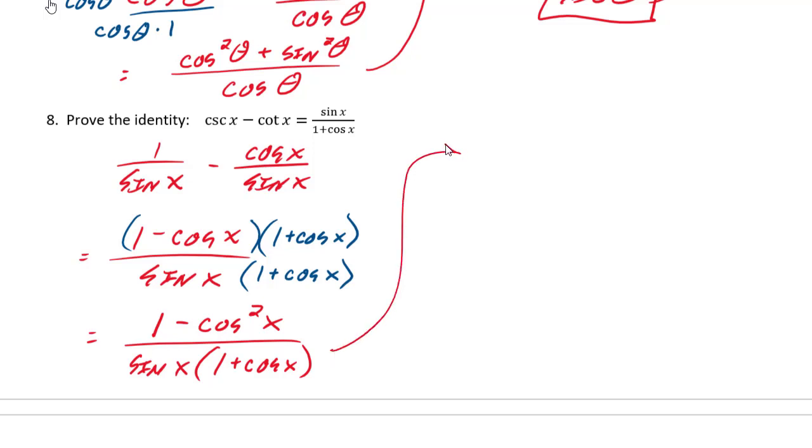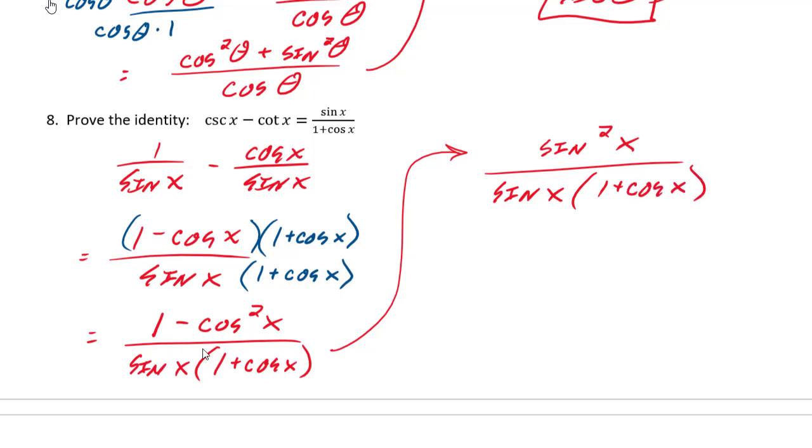And I think at this point we've seen this 1 minus cosine squared of x enough times that we've now maybe recognized the Pythagorean identity is something I probably want to use. Again, powers of 2 usually are a good indicator that a Pythagorean identity is going to be used next, or somehow, some way get involved at least.